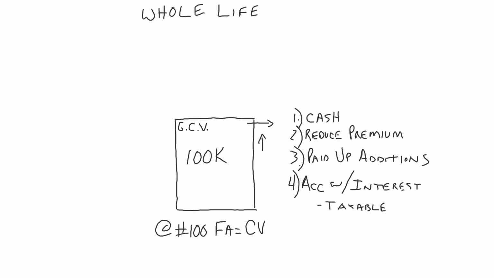The third one, and the third one is really what makes a whole life contract magical, is what we refer to as paid up additions. And the fourth one is the least popular dividend option, and that's accruing them with interest. Mostly because it's taxable makes it not very appealing to people. But for the case of this example, we're going to talk about paid up additions.